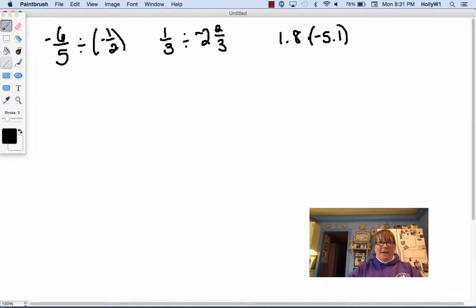Hi and welcome back. So let's try these. Since we're dividing and they're fractions, you're going to keep it, change it to multiplication, and flip it. So we have -6 fifths times -2 over 1, because we kept it, changed it, and flipped it.